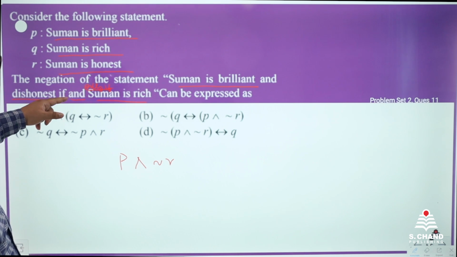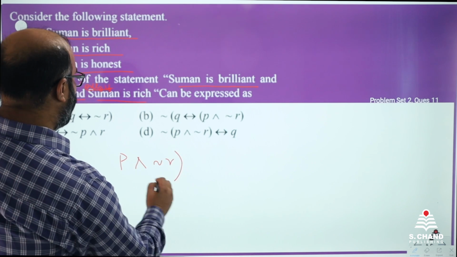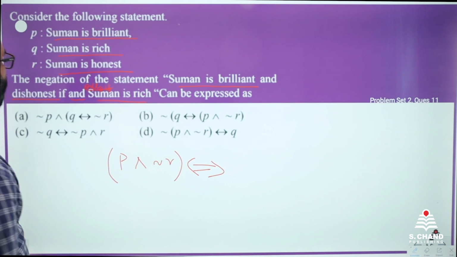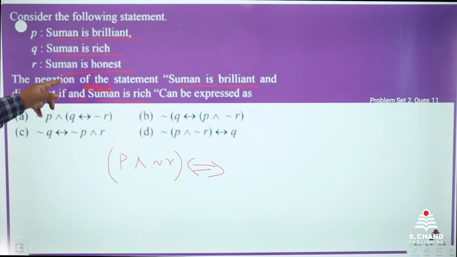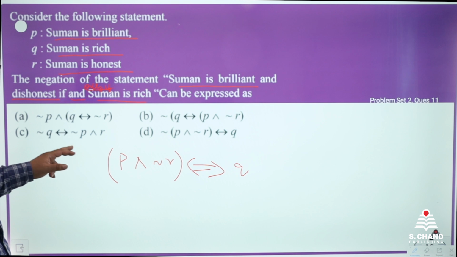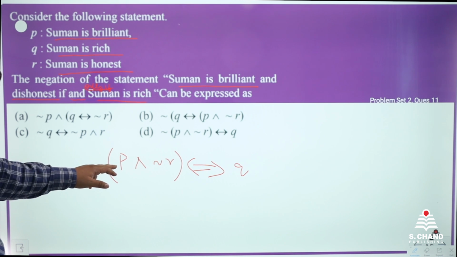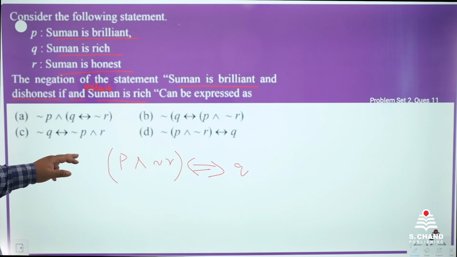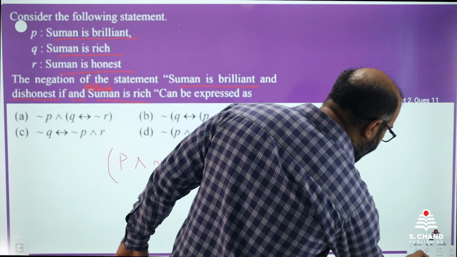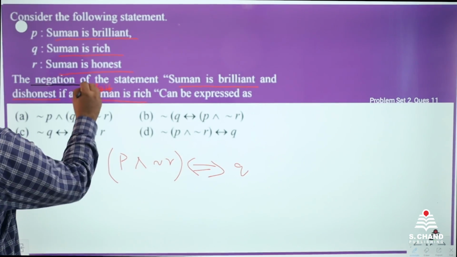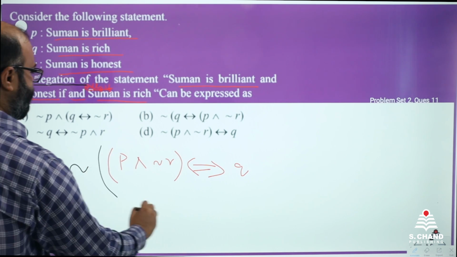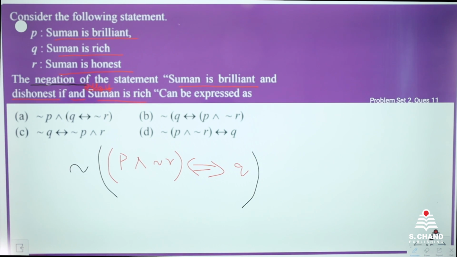And then we have if and only if, so you will apply double implication like this. Suman is rich, that is Q. So can you write the mathematical statement like this? Of course you can. So this will be P and not of R double implies Q. And you have to write the negation of it. So again, if we take the negation of this one, what we have here is P and not R double implication Q, and a negation of this.